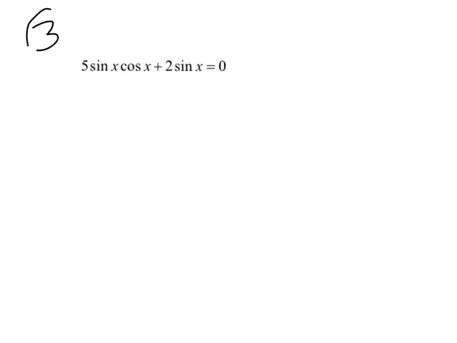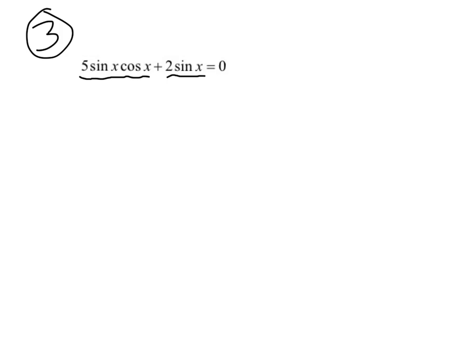All right, so we're going to make them tougher for each one we go through here. Question 3. I've got 5 sine x cos x plus 2 sine x equals 0. What does your gut tell you to do? You've got a plus sign and you've got some term here, plus some term here. What does your gut tell you to do? Hopefully those 3 simple letters are popping in your head: GCF.